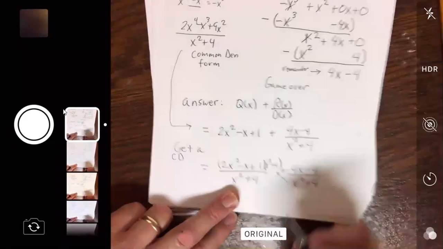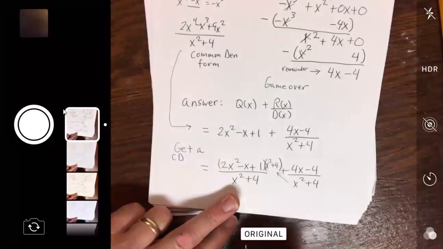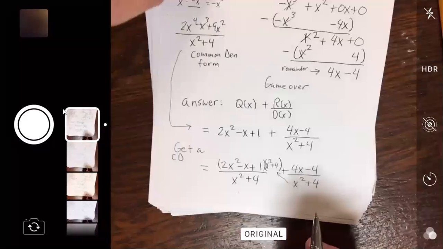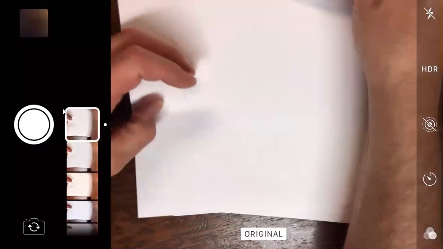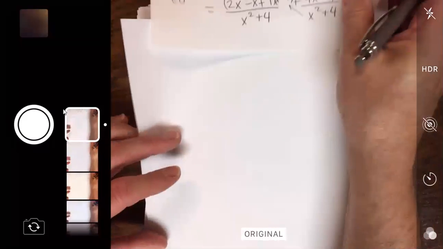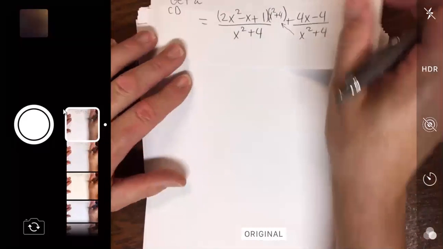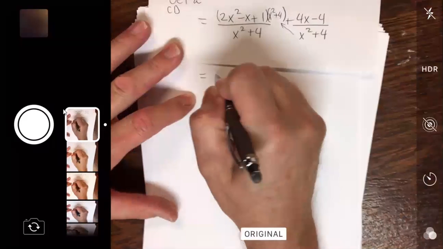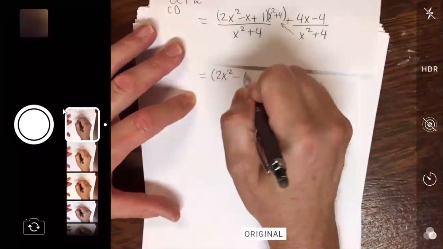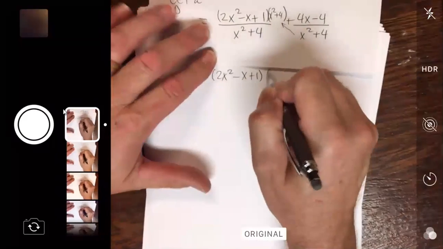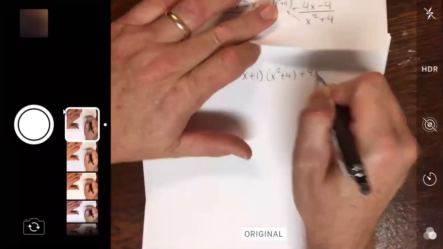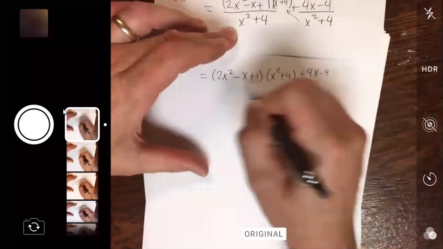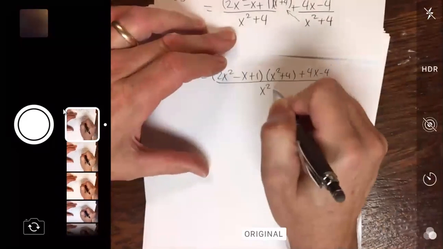Almost as if I did a cross up there. So now when I combine these fractions, I get a single x squared plus 4. That's my common denominator. I'll try to leave it in the picture here. So I get 2x squared minus x plus 1 times my x squared plus 4, plus 4x minus 4, and I'll get all over x squared plus 4.